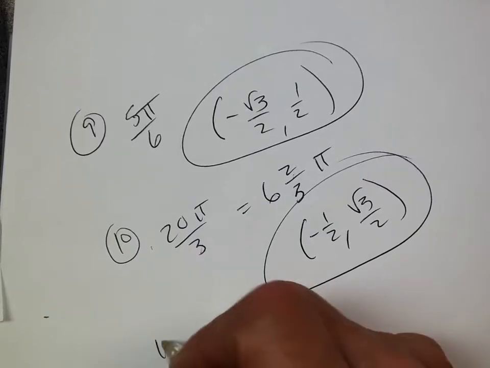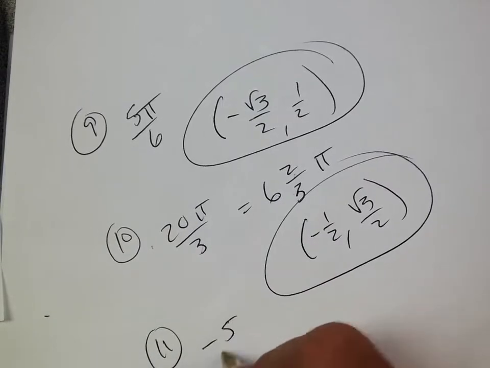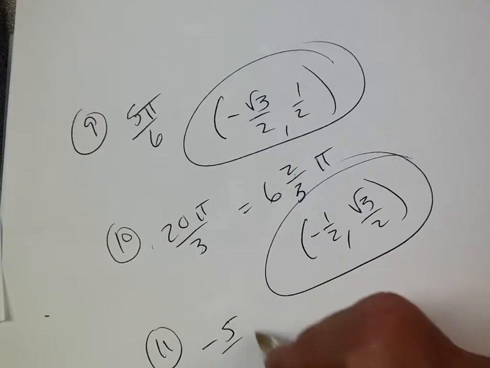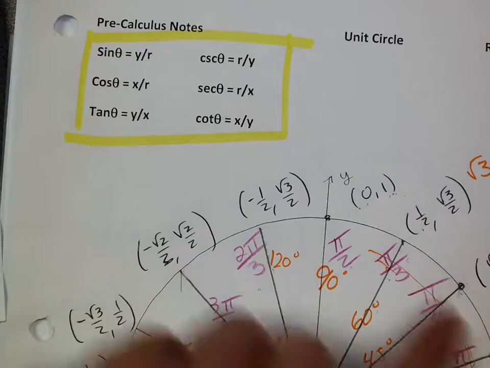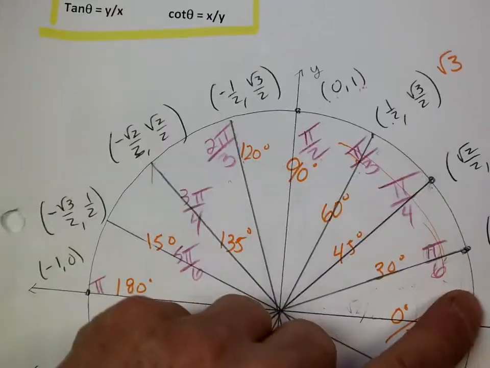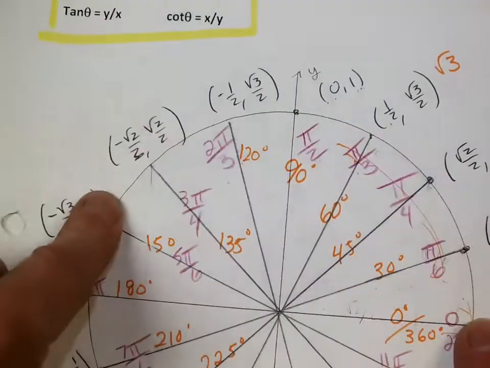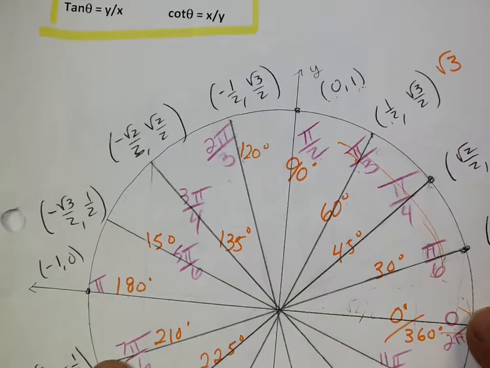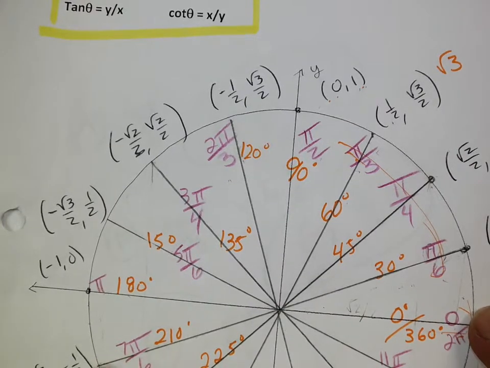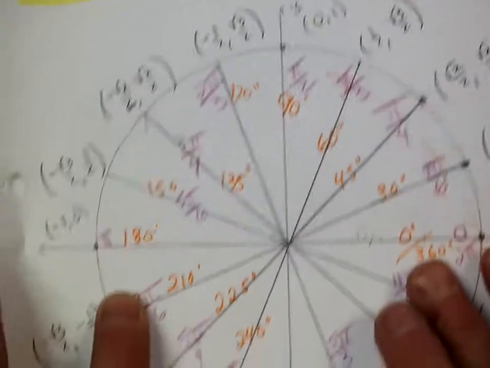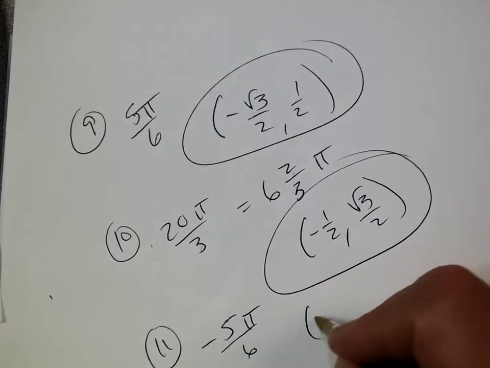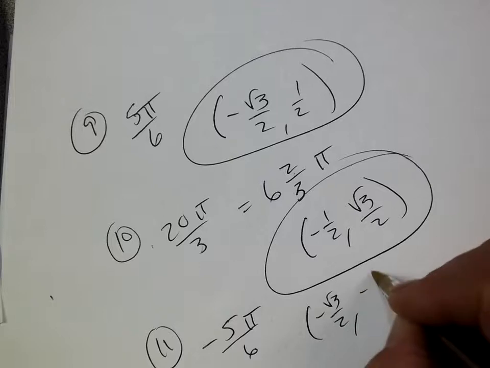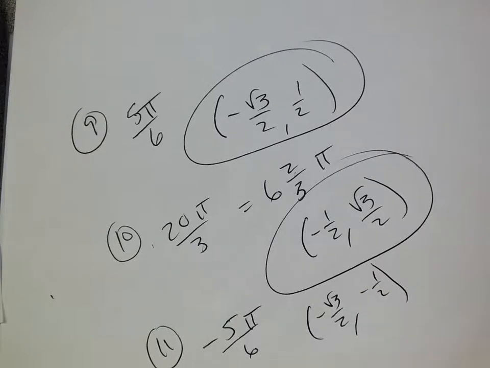11. Negative 5 pi 6. So 5 pi 6 is this rotation, right? Negative 5 pi 6, same rotation but backwards, puts me right here at 7 pi 6. My terminal point is that one right there: negative square root of 3 over 2, negative 1/2. Okay, does that make sense? Everybody good on that? Okay.